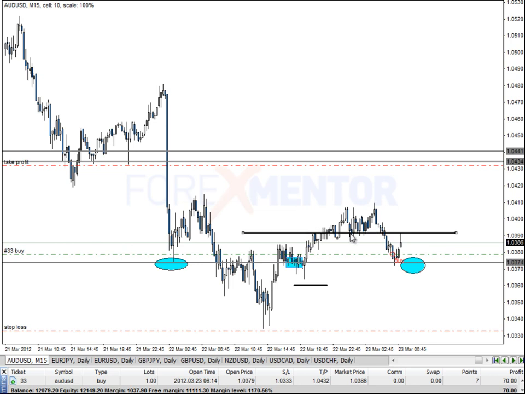So we've got this area in here. That's the first level we want to see cleared. If we can clear above that area, I'll be quite keen to see if price can hold above. I'll be quite keen to maybe reduce some risk on the trade.